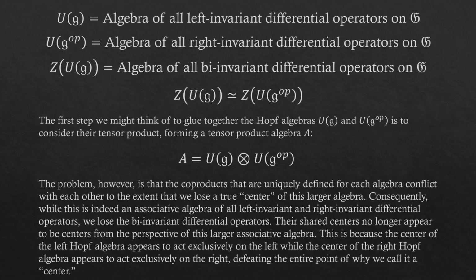And this is because the center of the left Hopf algebra appears to act exclusively on the left, while yet the center of the right Hopf algebra appears to act exclusively on the right of that tensor product. And that kind of defeats the entire point of why we call it a center. We lose a true center of A here.